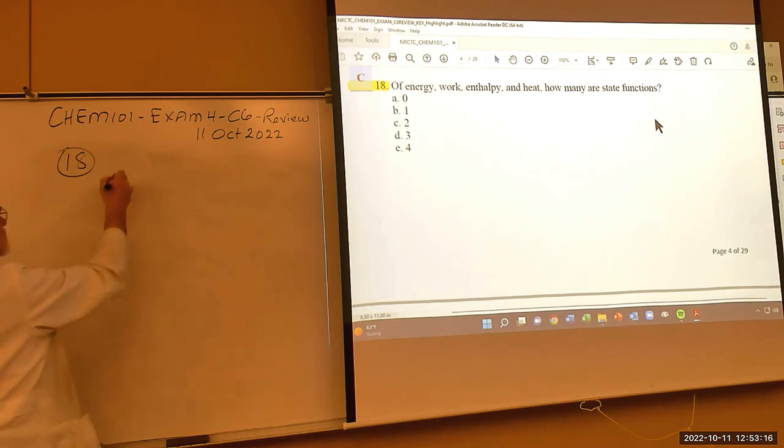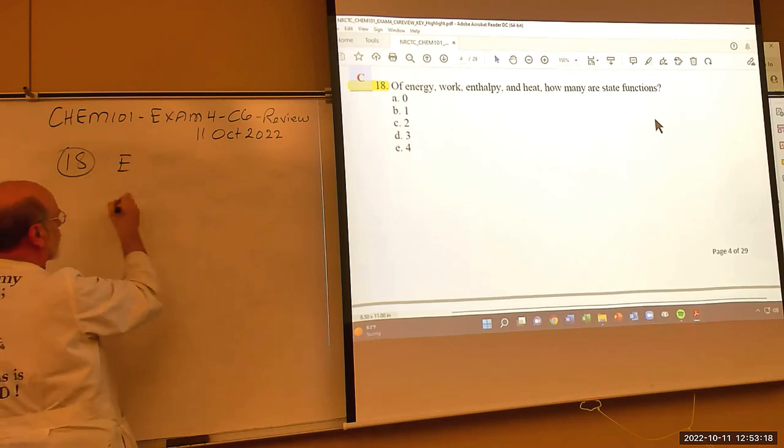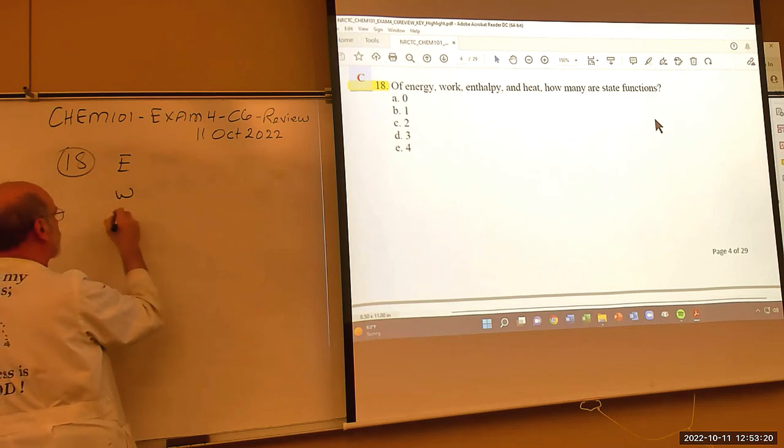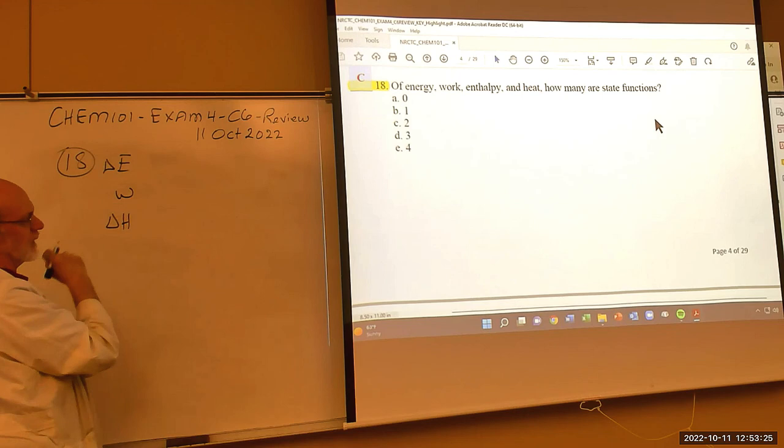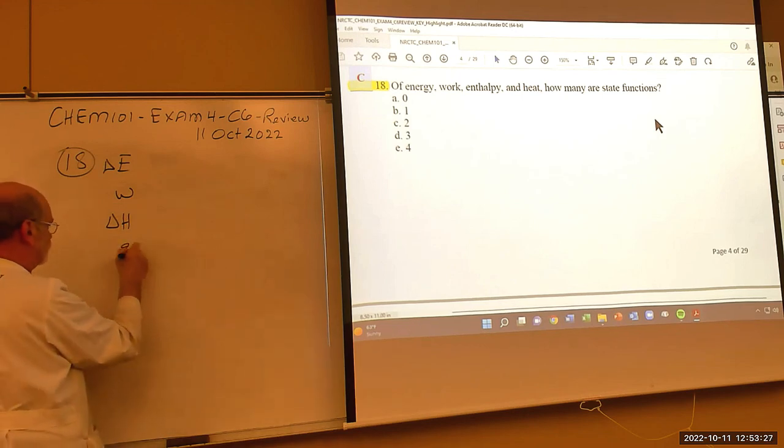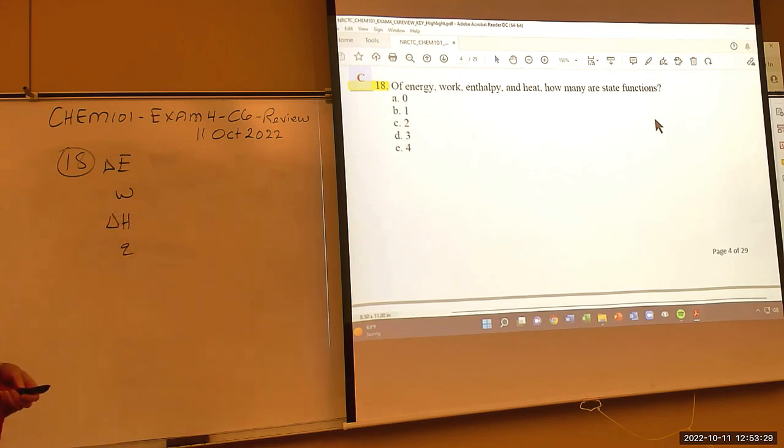Of energy, work, enthalpy, this, and heat. How many are state functions? You remember, this is just memory. How many of those are state functions?